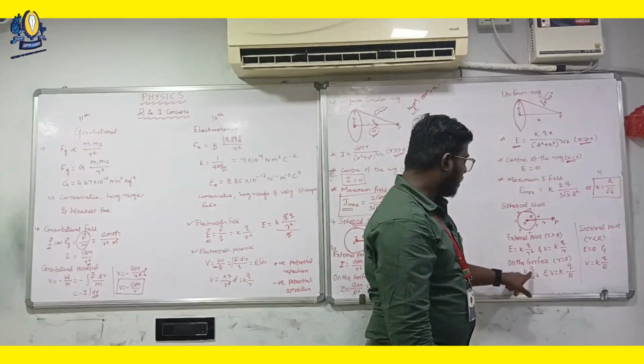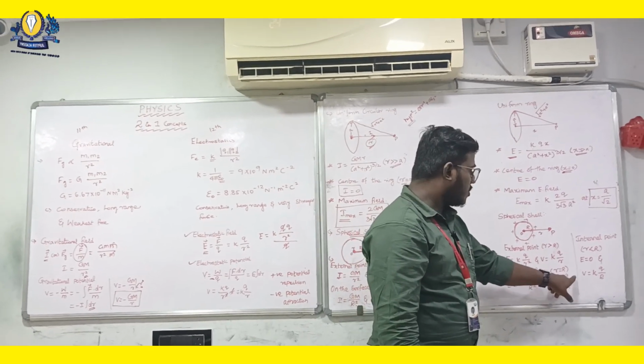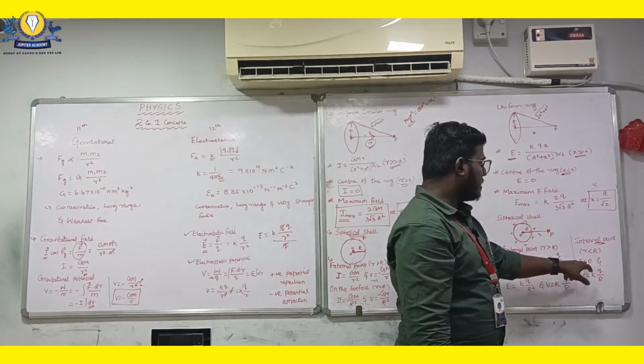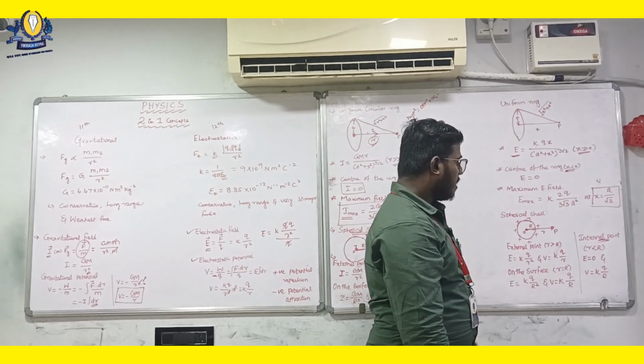the electric field is equal to K into Q by capital R square and potential is equal to K into Q by capital R. Internal point, same: small r is less than capital R, E is equal to 0, and V is equal to K into Q by capital R.